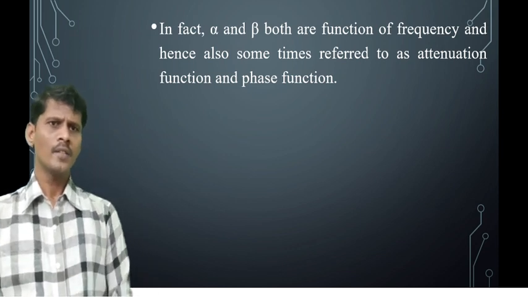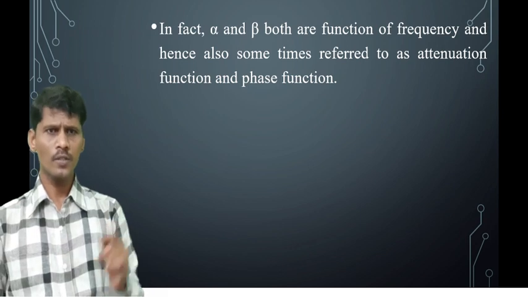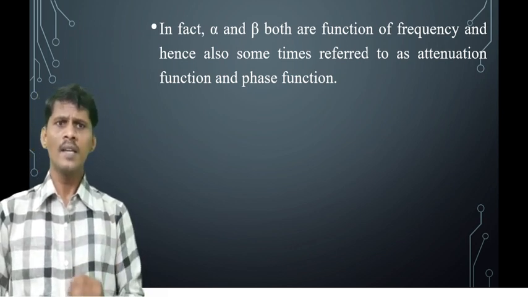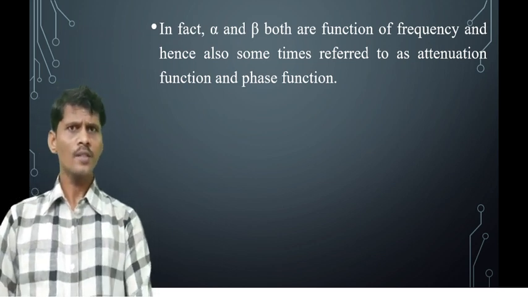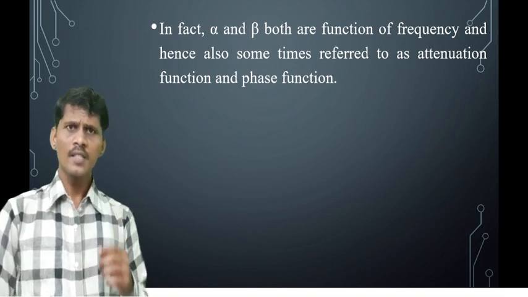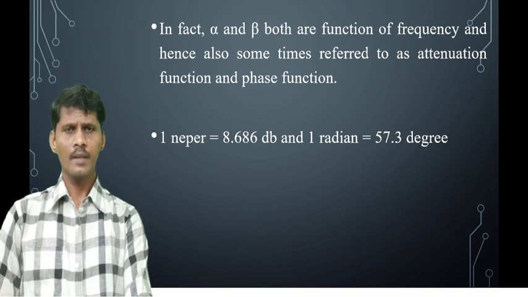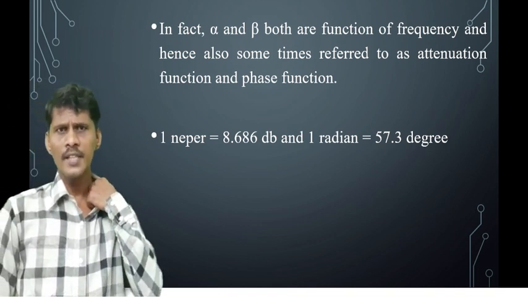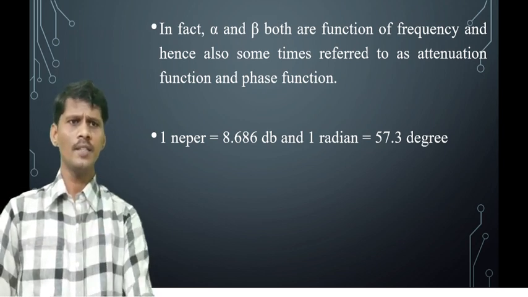In fact, the attenuation constant and the phase shift constant both are the functions of frequency and hence also sometimes referred to as attenuation function and phase function. And these two are the secondary constants. Alpha and beta are the secondary constants of the transmission line. 1 Napier is equal to 8.686 decibel and 1 radian is equal to 57.3 degrees.